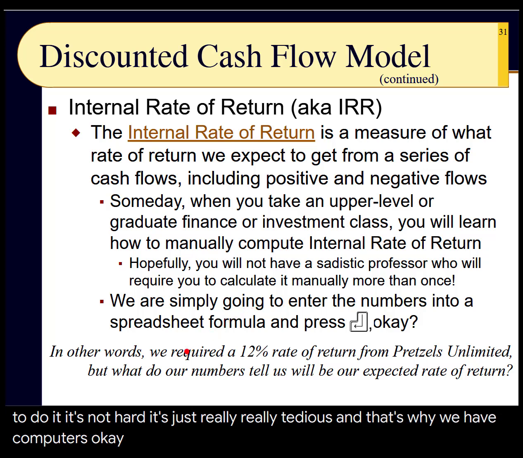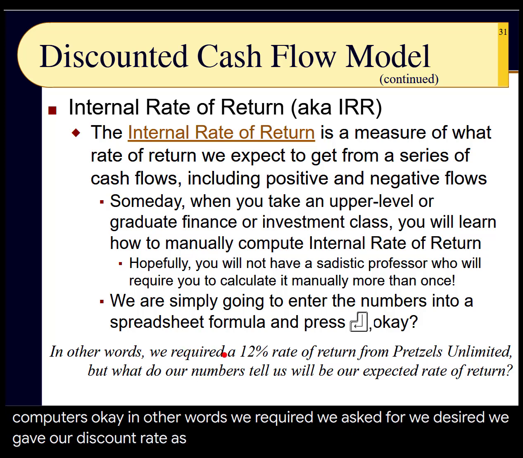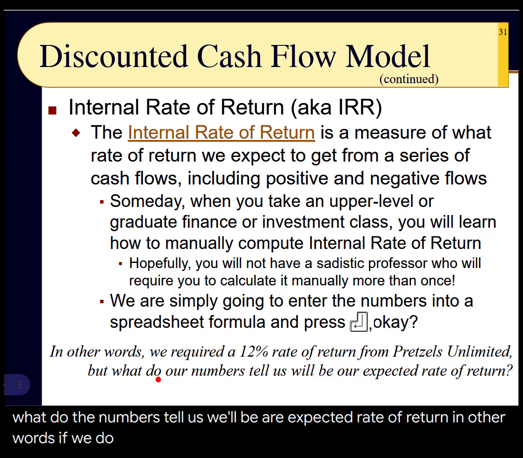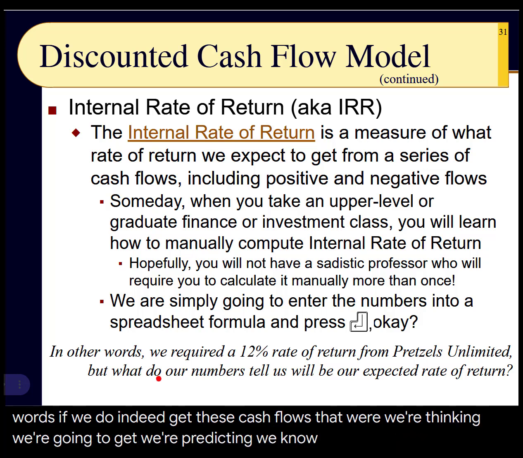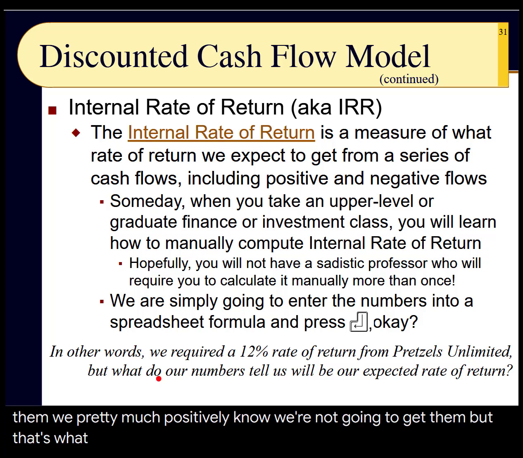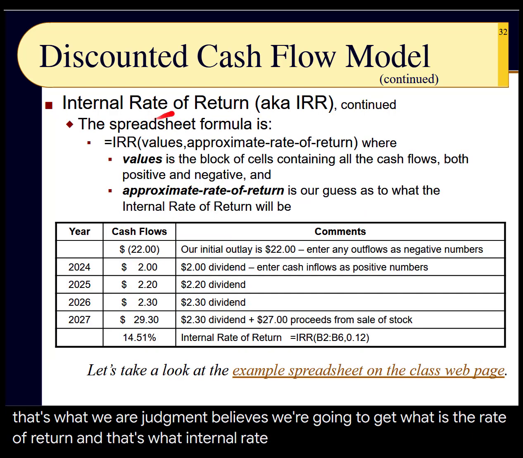Okay, in other words, we gave our discount rate as 12% rate of return from Pretzels Unlimited. But what do the numbers tell us will be our expected rate of return? In other words, if we do indeed get these cash flows that we're predicting, we know we're not going to get them. We pretty much positively know we're not going to get them. But that's what our judgment believes we're going to get. What is the rate of return? And that's what internal rate of return will tell you.